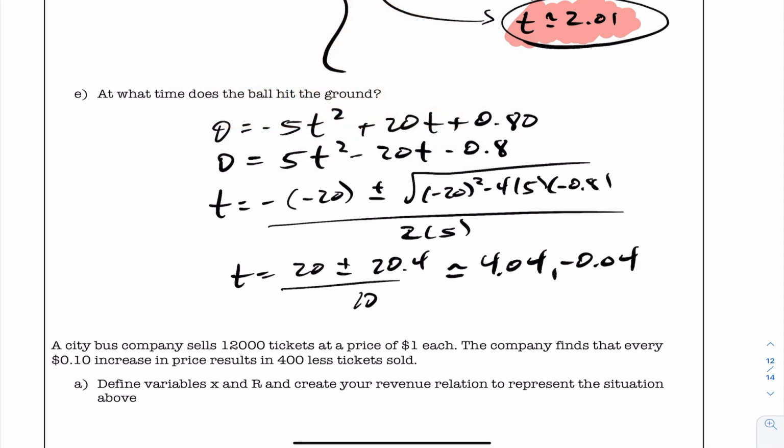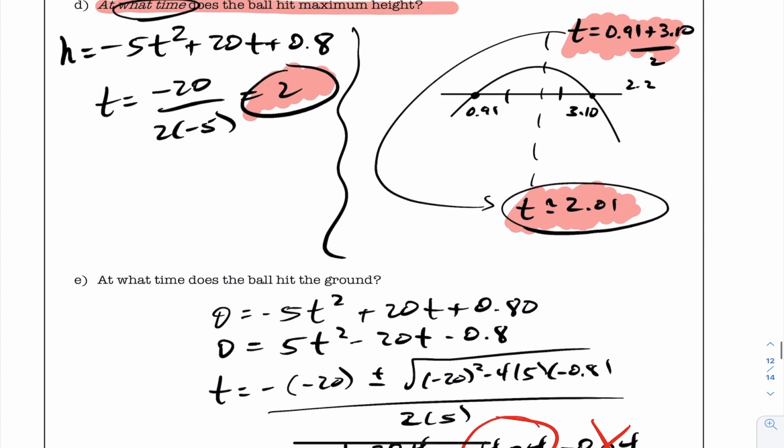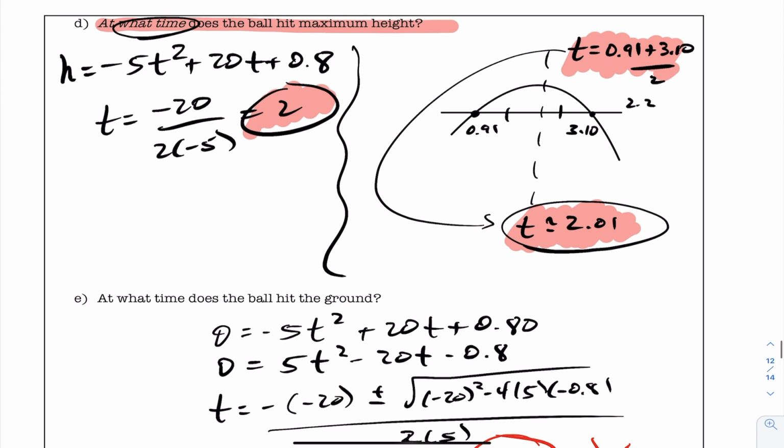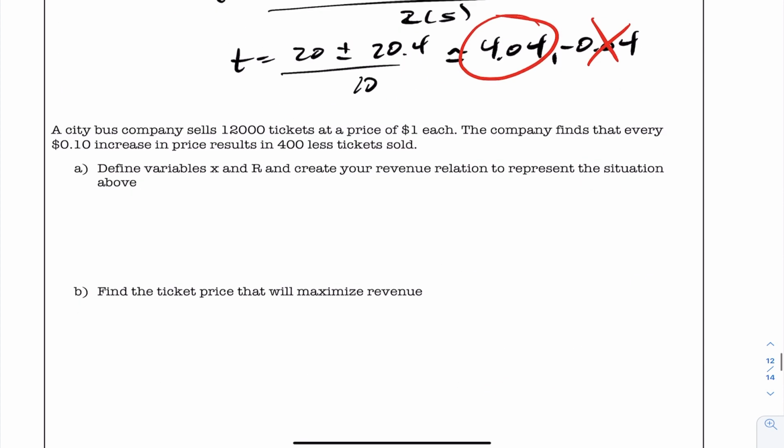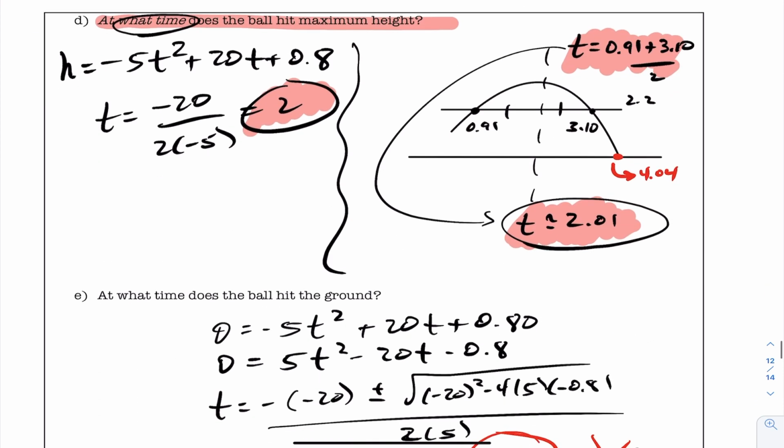And notice here, this time would be inadmissible. That's negative time, and that makes no sense for our actual problem. So the answer to this is, when does the ball hit the ground? That's at 4.04 seconds. Now, just to come back to this idea, the reason why we got that is, if you go back to our diagram here, the problem, if you notice here, this is when the ball hit the ground. This is at 4.04 seconds. That's when the ball hit the ground.